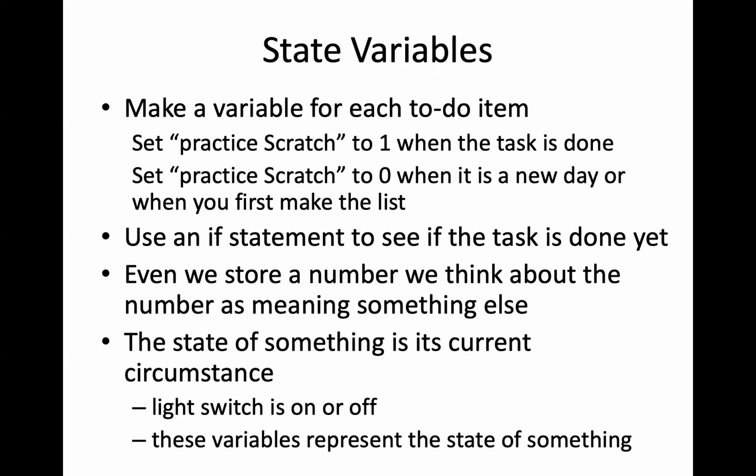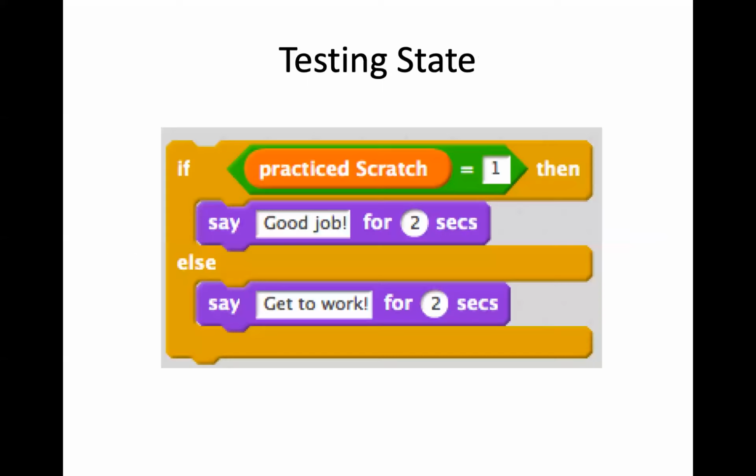So let's look at how we can write code that examines the state and does different actions based on it. For example, if we have a state variable called practice Scratch, and it works like we said on the previous slide, then we can write the code: if practice Scratch equals 1, then say good job for 2 seconds. Otherwise, say get to work for 2 seconds. This is silly, right? But this is something your program might do if you wanted it to remind you to get to work if you hadn't practiced any Scratch yet today.